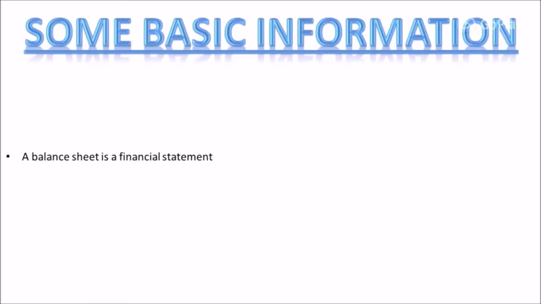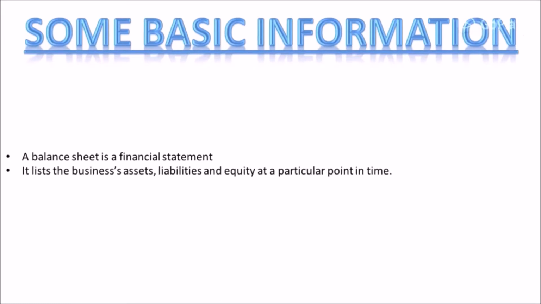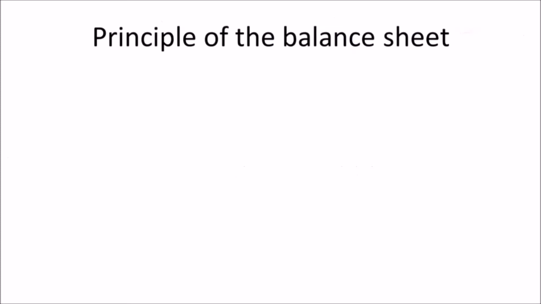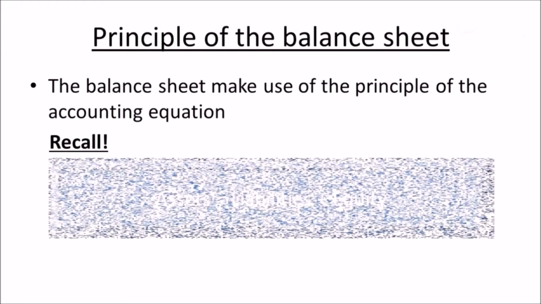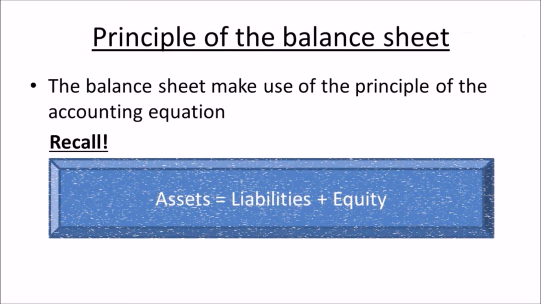Today we will be going through the balance sheet. The balance sheet is a financial statement. It lists the business assets, liabilities, and equity at a point in time. The balance sheet makes use of the principle of the accounting equation. Can you recall it? It is assets equal liabilities plus equity.